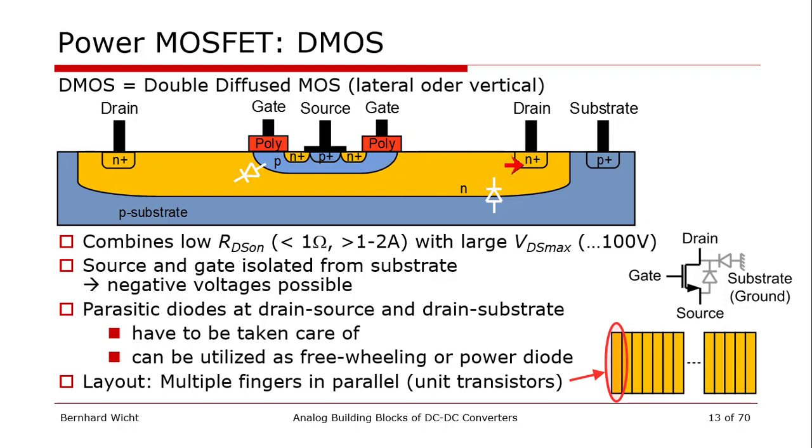So the second point is the drain is in a distance to the center part, and that's the so-called drift region, which gives us the voltage capability. So we get low on resistance at high voltage.